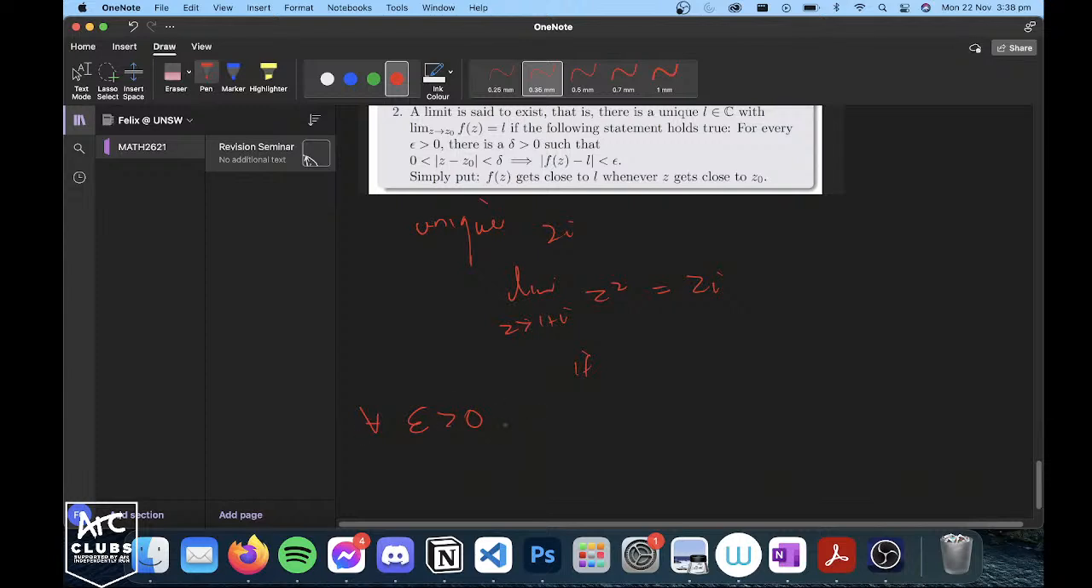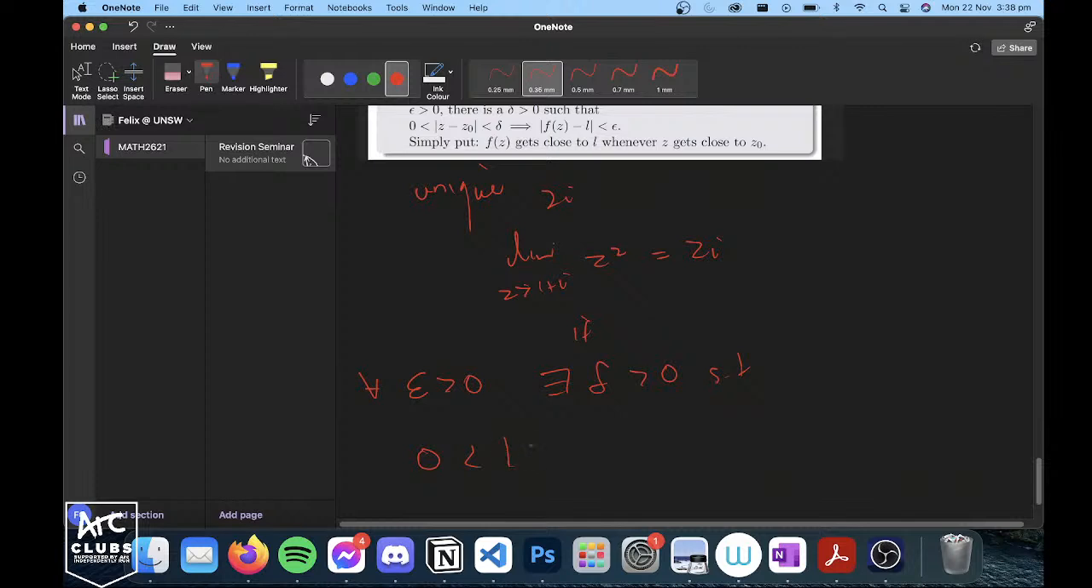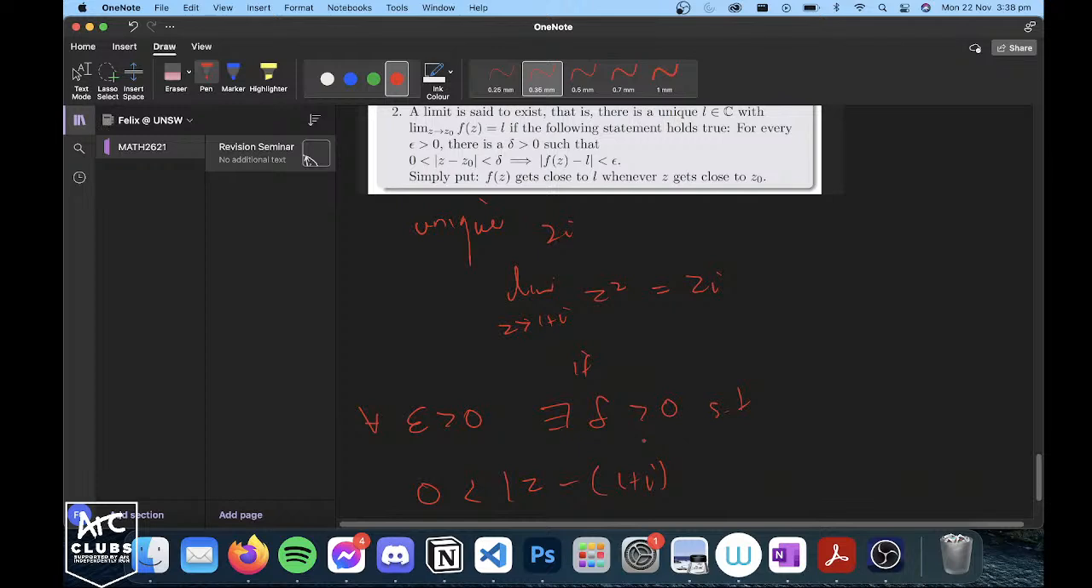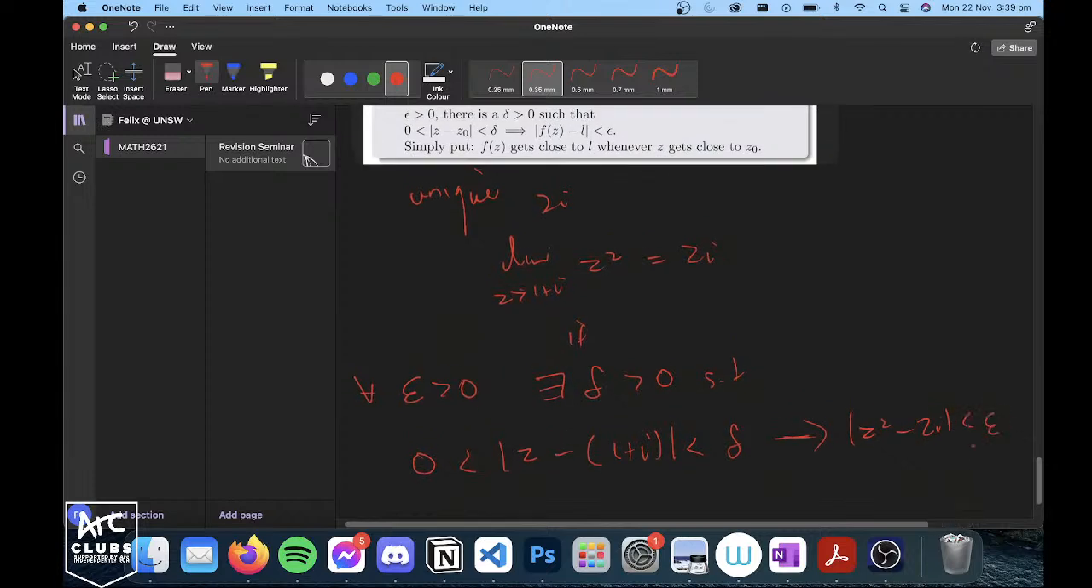So for all epsilon larger than 0, there is a delta larger than 0 such that, and we don't have z0, right? It's 1 plus i. Oh, I should probably not use red. I'll just write this line in red. You can find a delta for that. And this implies that the distance between z squared and L, which is 2i, is less than epsilon. Okay.